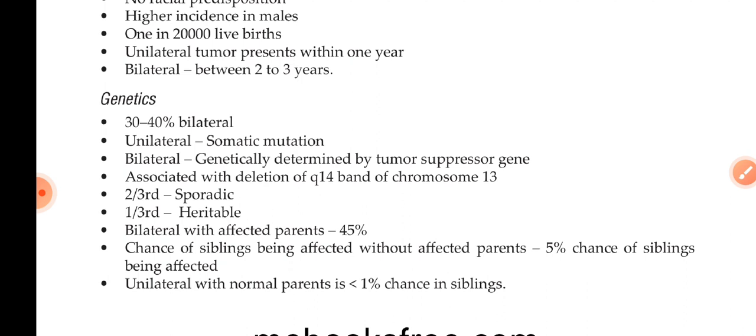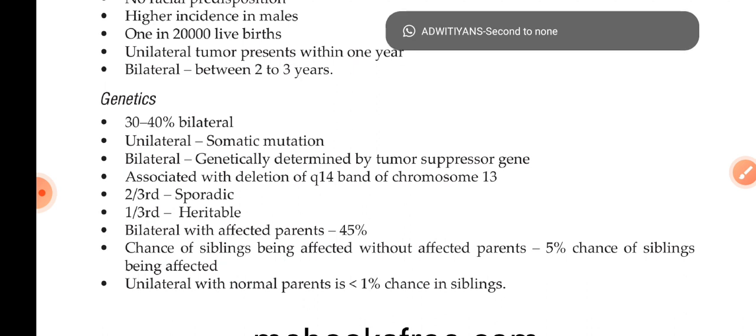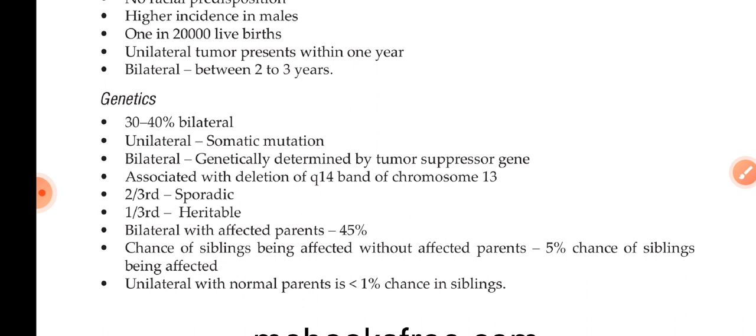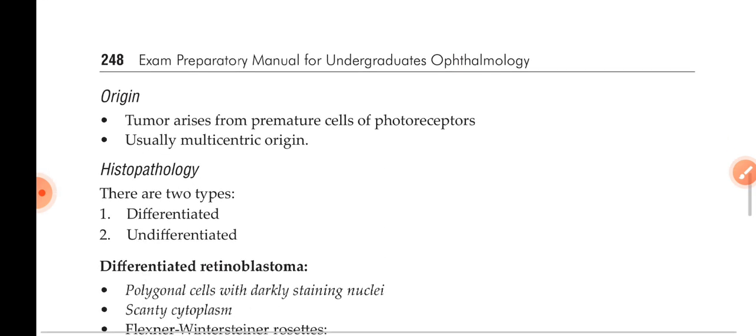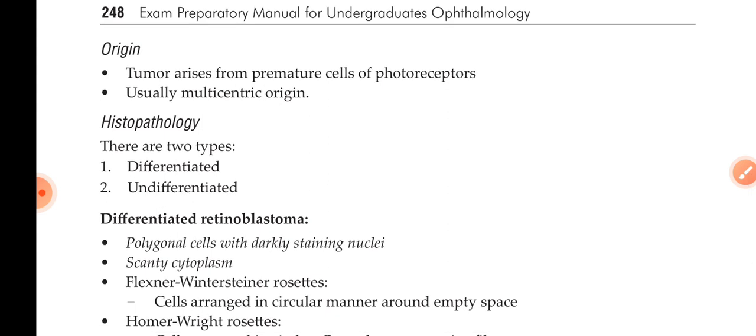2/3 will be sporadic, 1/3 will be heritable. Bilateral with affected parents 45%. Chances of a sibling being affected without affected parents is 5%. Unilateral with normal parents, less than 1% chance in siblings. This is genetics. Origin: the tumor arises from premature cells of photoreceptors.